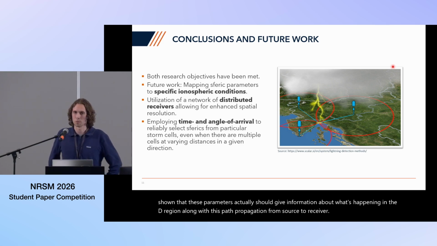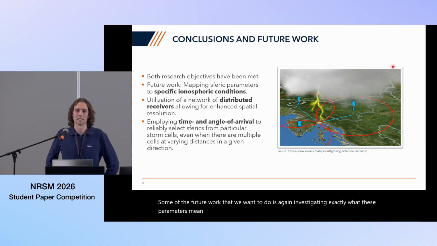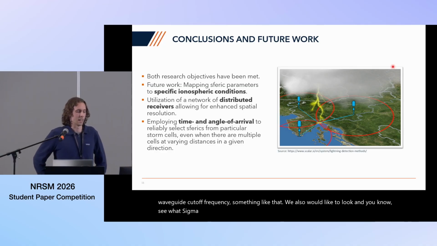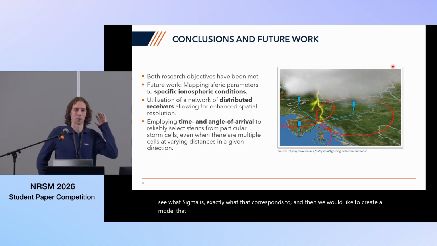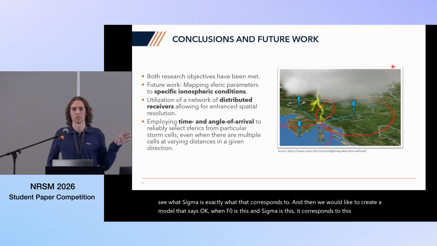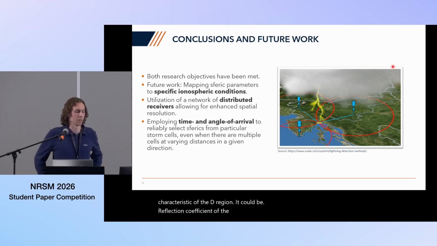Some of the future work that we want to do is, again, investigating exactly what these parameters mean physically. Like, what is F0 in terms of the ionospheric waveguide? Is it the waveguide cutoff frequency? Something like that. We also would like to look and see what sigma corresponds to exactly. And then we would like to create a model that says, okay, when F0 is this and sigma is this, it corresponds to this exact characteristic of the D region. It could be the reflection coefficient of the waveguide, something of that nature.